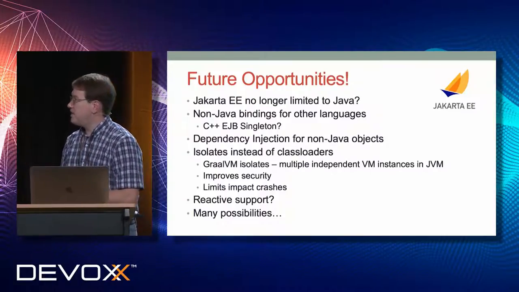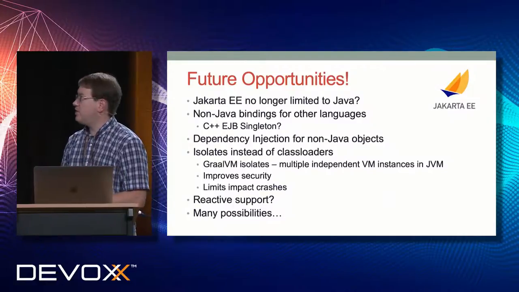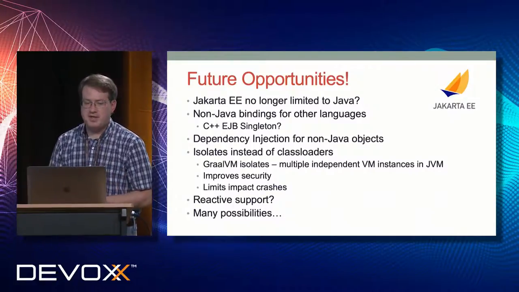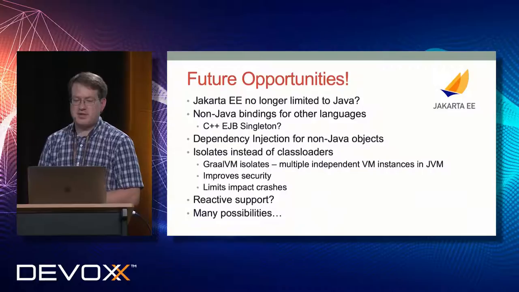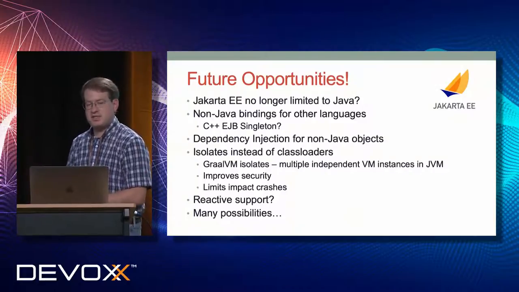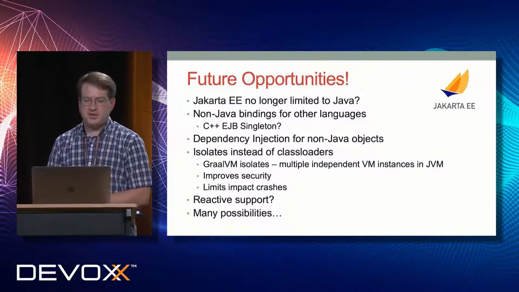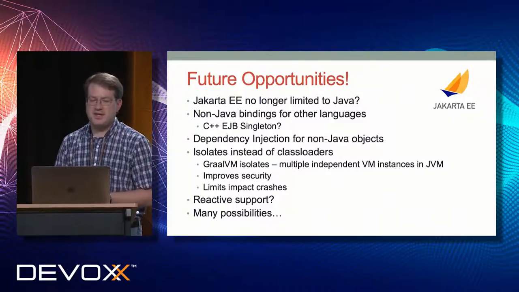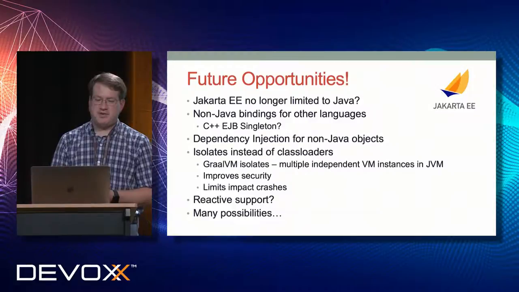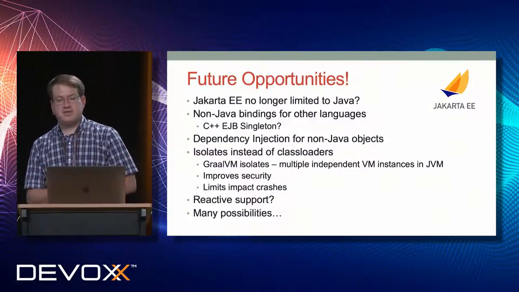Perhaps going forward, as Jakarta EE continues to evolve, Jakarta EE will no longer be limited to Java. We could have non-Java bindings for other languages, so you could have C++ EJB Singleton beans, CDI beans, etc. There's a whole host of things that we can actually do with this. Dependency injection for non-Java objects. Isolates, which are really interesting.